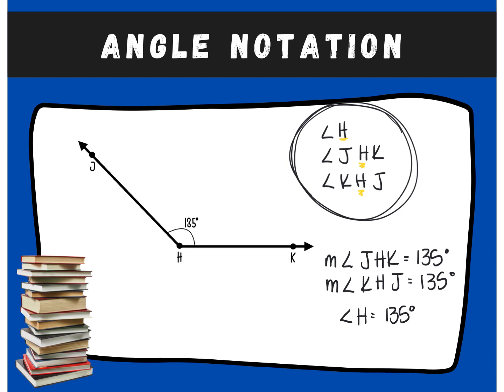So with geometry, it's really important that we're using notation. Just like we needed to use the angle symbol to say we're talking about an angle, we need the M in front of the angle symbol to say we're talking about a measure. Just saying that the angle is equal to 135 is not using the correct geometric notation.